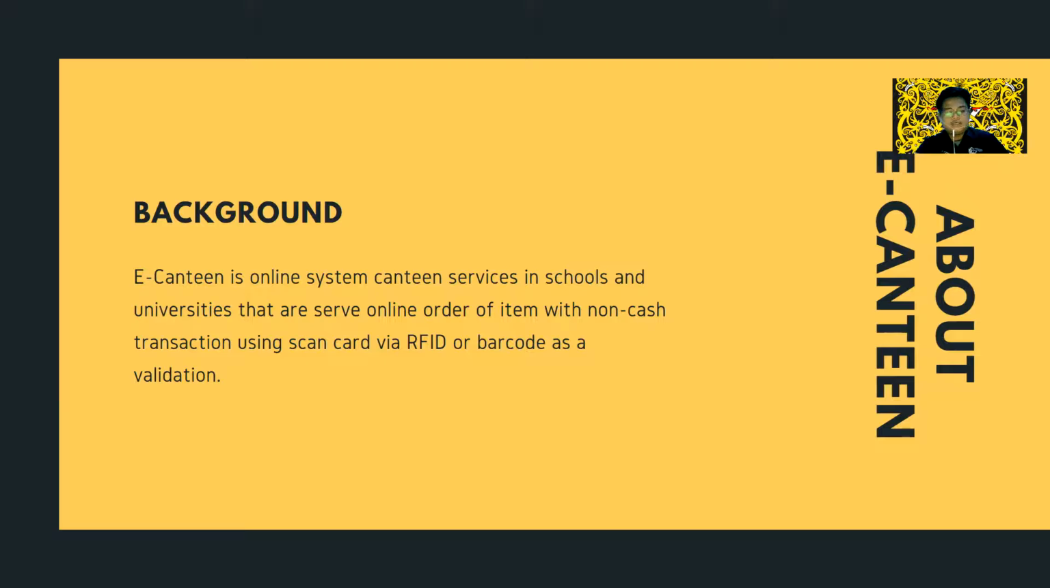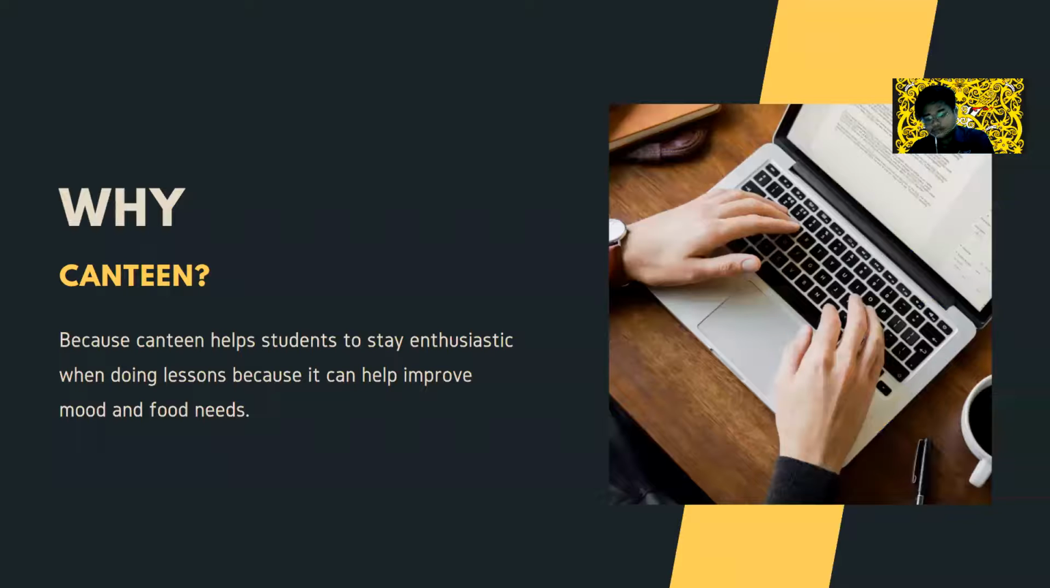The first is the definition of a canteen. The canteen itself is an online canteen service system in schools and universities, where items are ordered online with non-cash transactions, using a scan card via RFID or barcode as validation. Why do we use a canteen? Because canteens help students stay enthusiastic when doing lessons, because it can help improve mood and food needs.